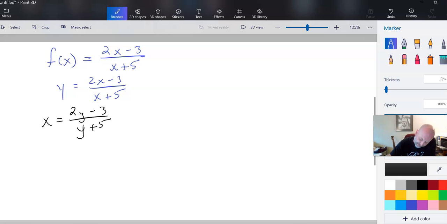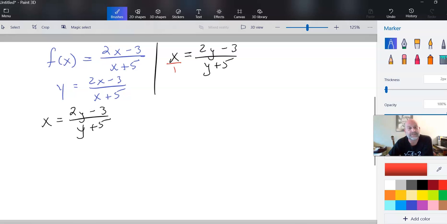So I'm going to give myself a little room here. And I'm going to say x. I'm just going to rewrite the problem up here. So 2y minus 3 over y plus 5. Now, first off, we have a fraction, right? We have fractions on both sides, which means we can cross multiply.